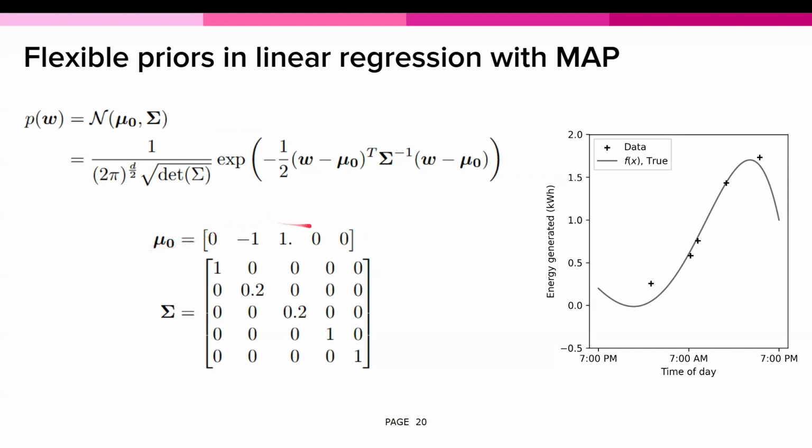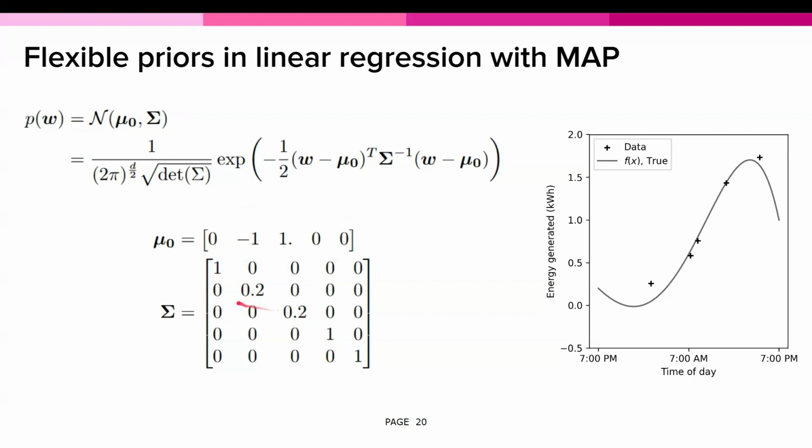So let's say that we had a strong belief that one of the basis functions should have a negative contribution to energy generated. We could specify that in our prior, or maybe another one we expect to have a positive contribution to the energy generated. We can incorporate that in our prior, but leave the other ones at zero. And then we can reflect different levels of confidence in our covariance matrix.